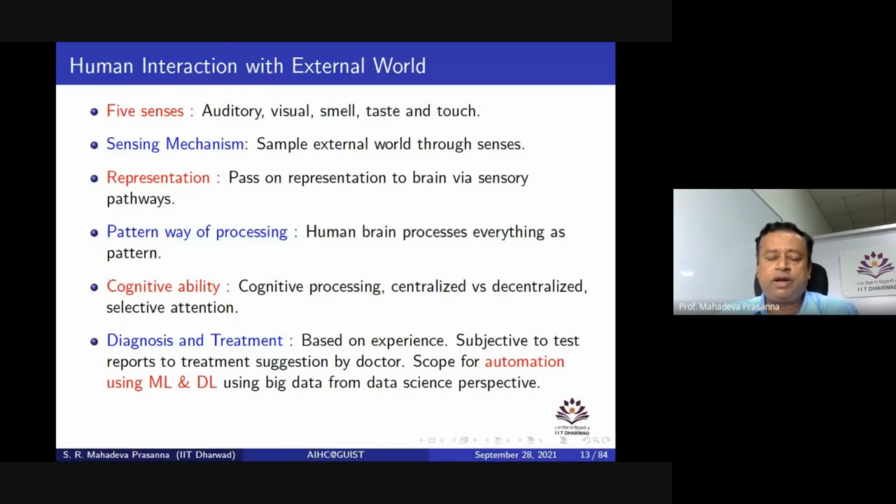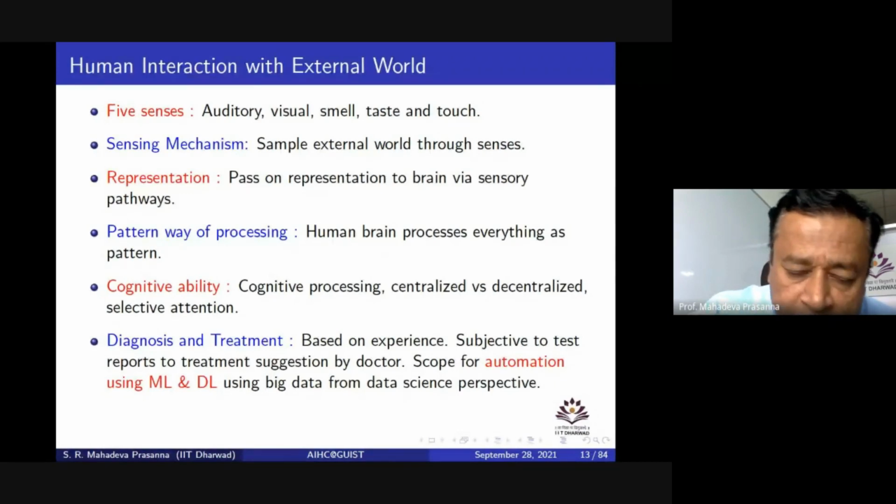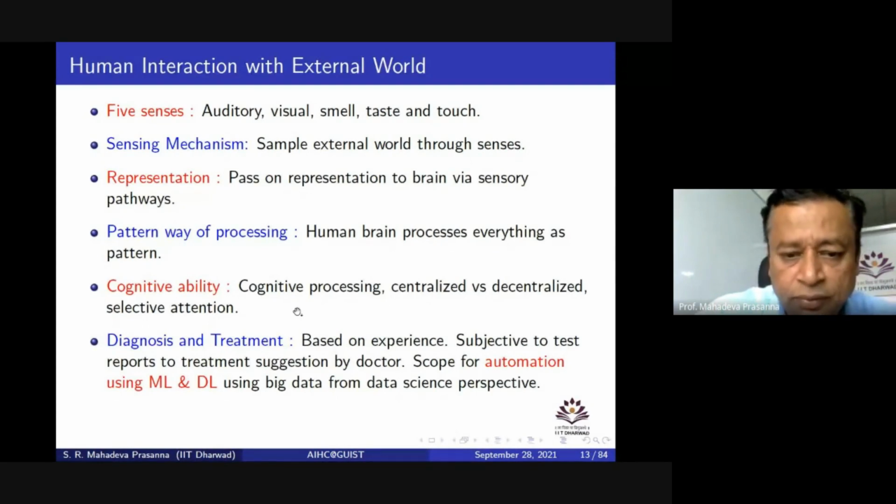the senses, through the sensory mechanisms, the representation is passed on to the brain via sensory pathways. Then the human brain will process the incoming representation as a pattern. That is the pattern way of processing. Of course, this all acts under the direction of the cognitive process or cognitive processing.